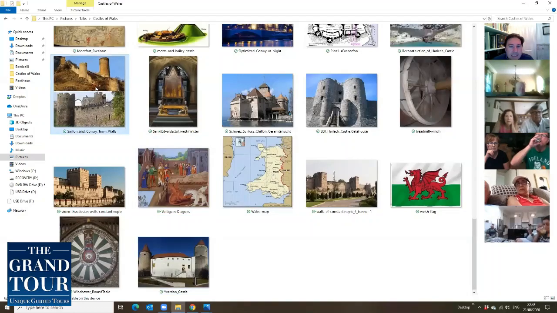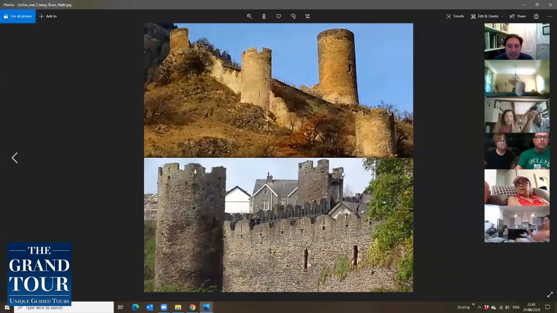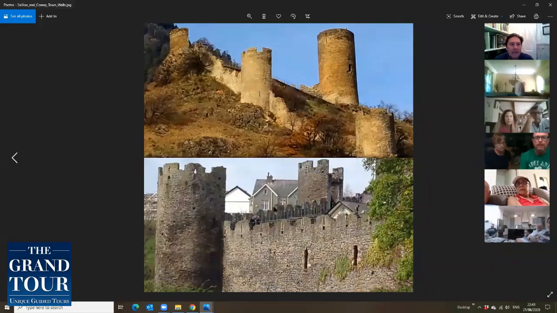as well as this, are some pictures that show the similarity between the castles in Sayon at the bottom and the castle of Conway. So basically, Sayon is at the top, but Conway is at the bottom. Basically, they are a similar kind of shape, so it must have been the same architect.